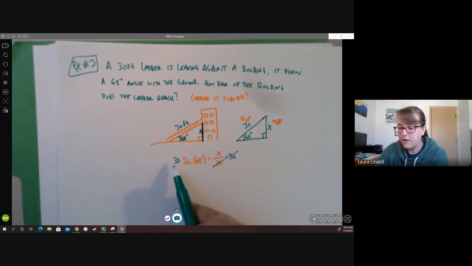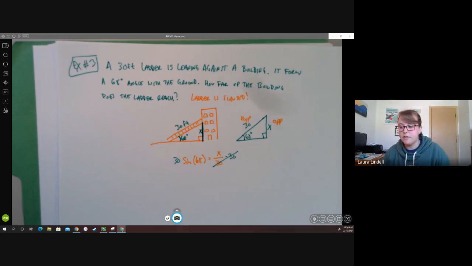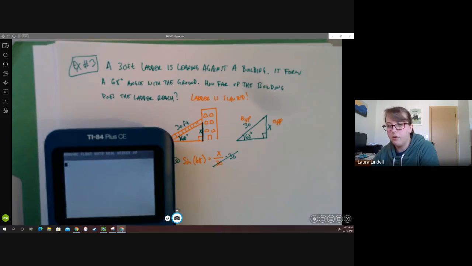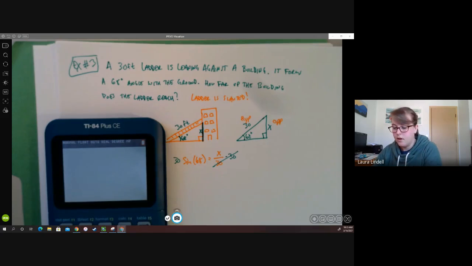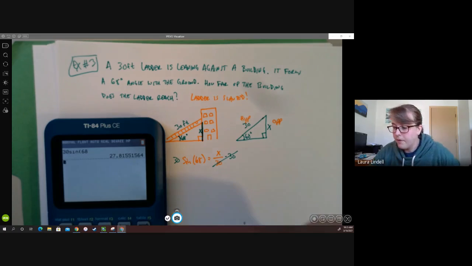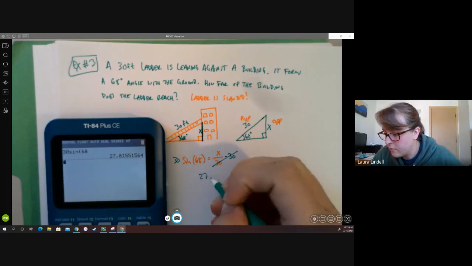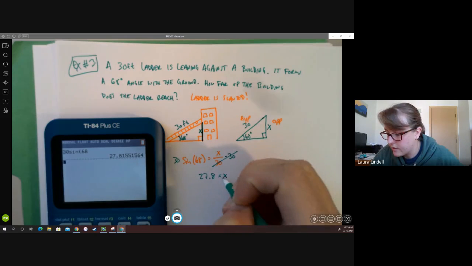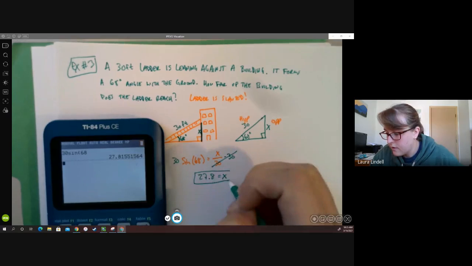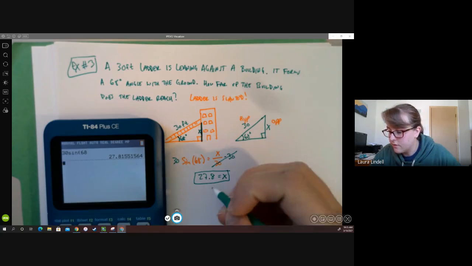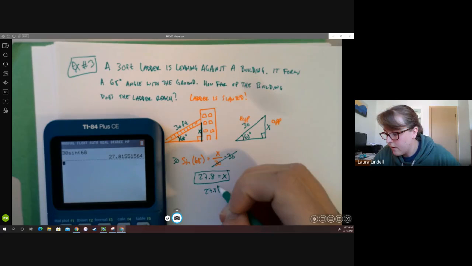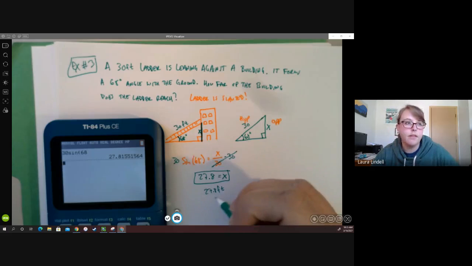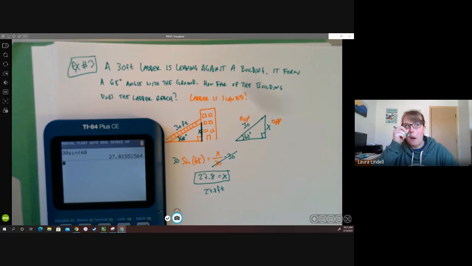And then we can type into the calculator 30 times sine of 68. So into the calculator, 30 sine 68, enter. And we get 27.8 for x. And that would be feet. So if you want to add the units on there, that would be a good idea.